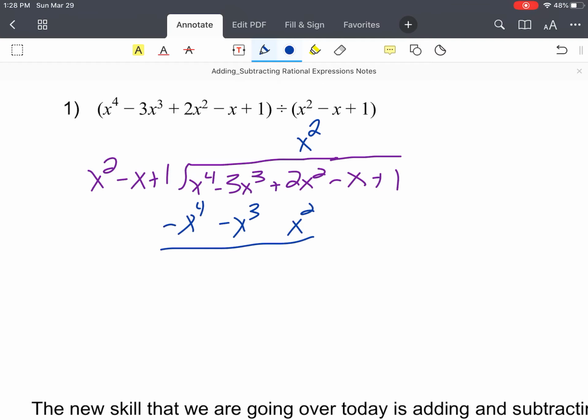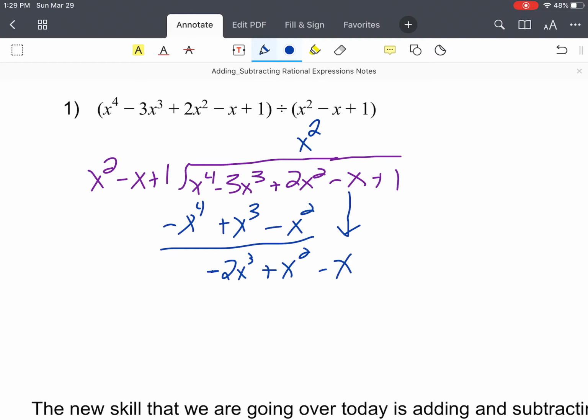And then we have to subtract all of these things. So we have to change the signs. So that cancels. That makes a negative 2x cubed. And that makes a plus x squared. Okay, just like with old long division, we're bringing that down. So minus x. All right, now we do it again.